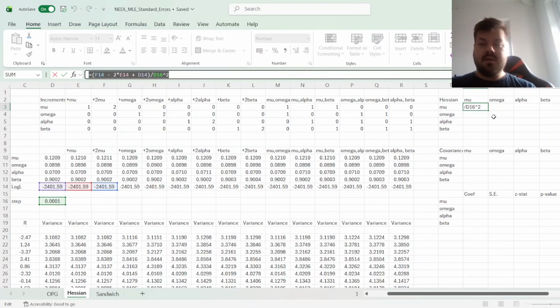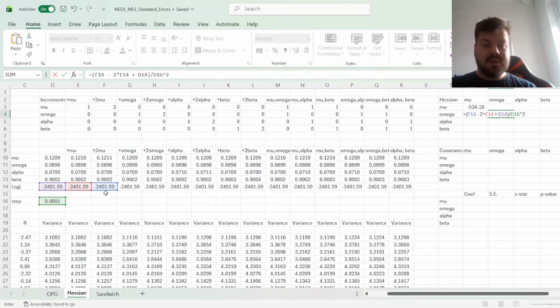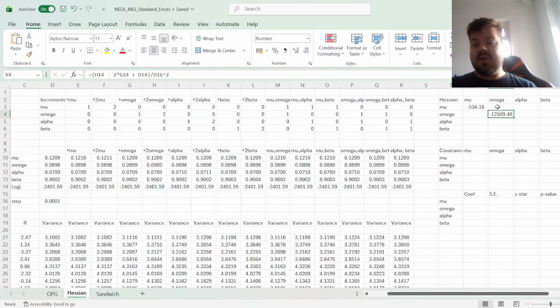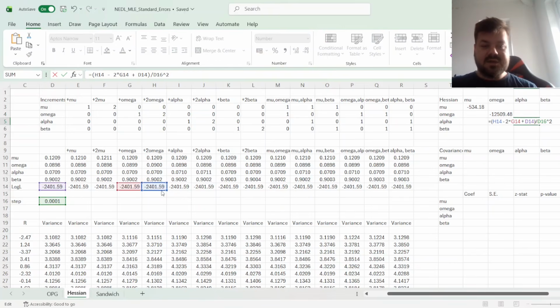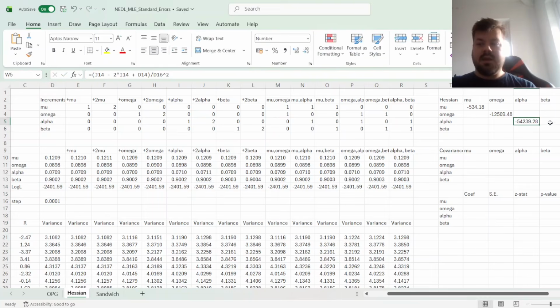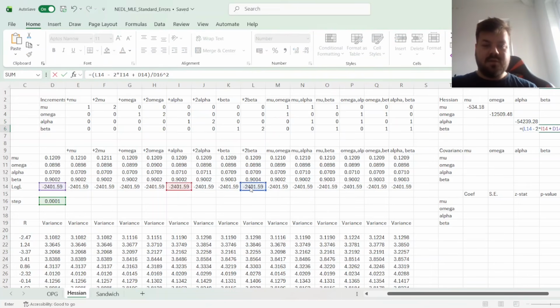For omega, we need to subtract from the estimate where we increase omega twice, 2 times the estimate when we increase omega once, plus the original, divided by step squared. Again, those estimates are negative. That is to be expected, because the second derivative values at the maximum should be negative. Then for alpha, again, very similar analogy, and similarly for beta.